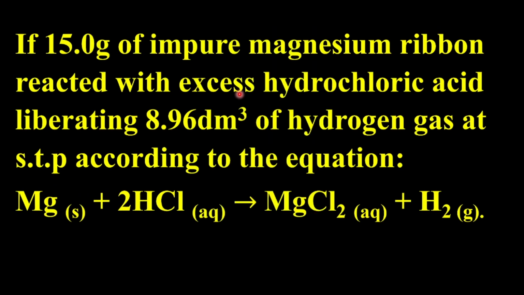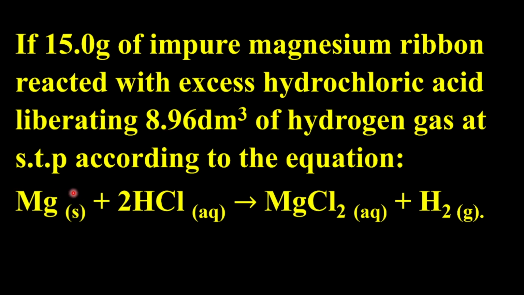Now let's move to the second question. The question reads: if 15.0 g of impure magnesium ribbon reacted with excess hydrochloric acid, liberating 8.96 dm³ of hydrogen gas at STP, according to the equation here. So take note of this equation. That is magnesium plus 2 moles of HCl producing MgCl2 plus hydrogen gas. So that is what we are going to depend on. Please take note of this.